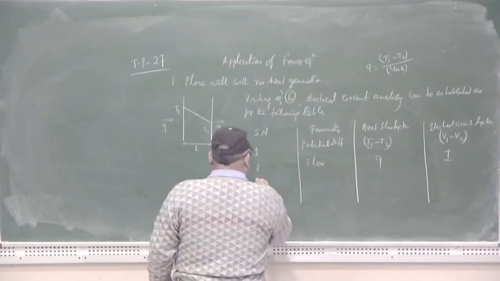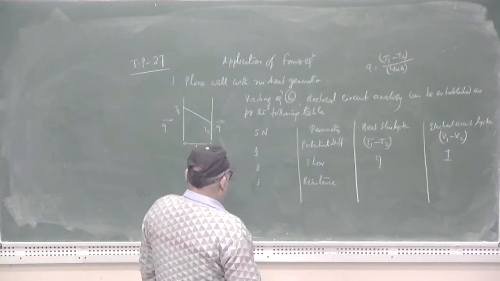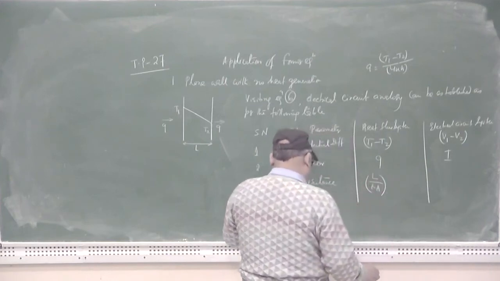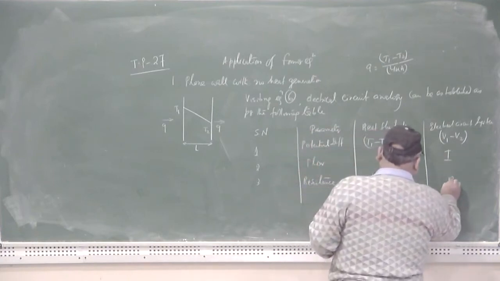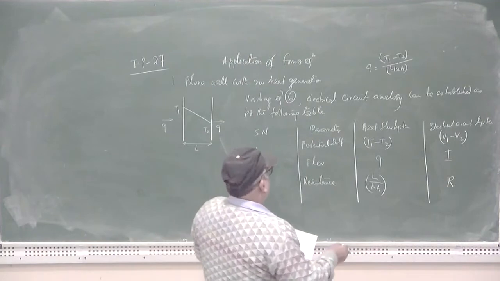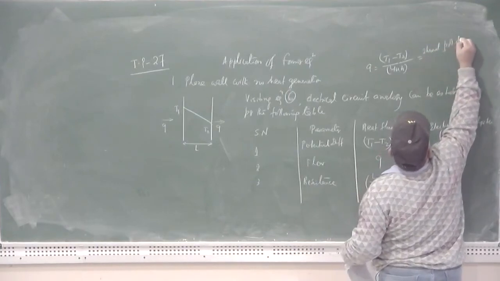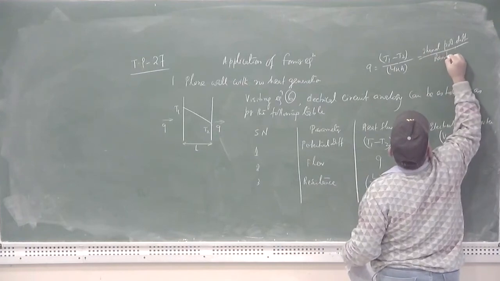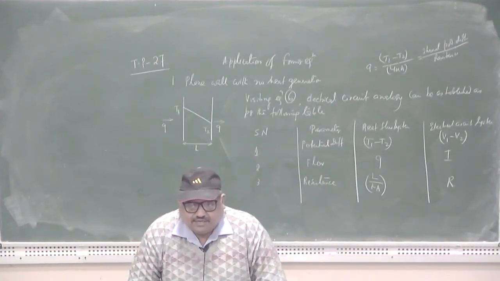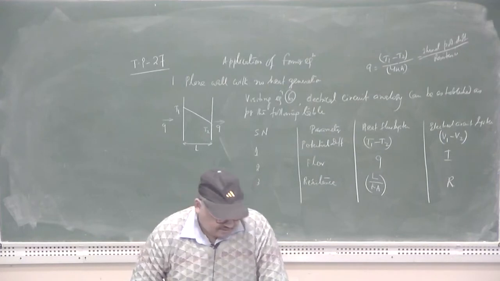Third one is the resistance. In the case of heat flow system, the resistance is L upon K into A, and in this case it is equal to R. That is, Q is the heat flow rate, that is the thermal potential difference divided by resistance. Using this electrical analogy, the thickness of the different defective layers in the case of industrial furnaces can be evaluated.